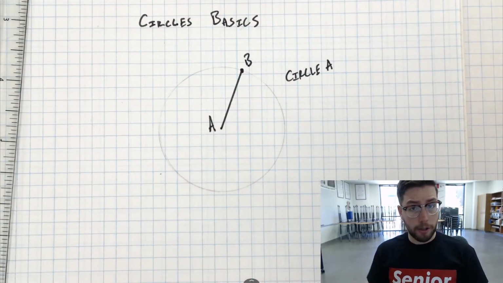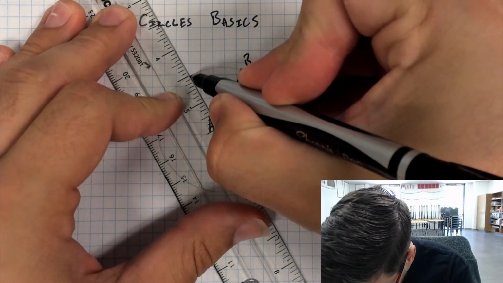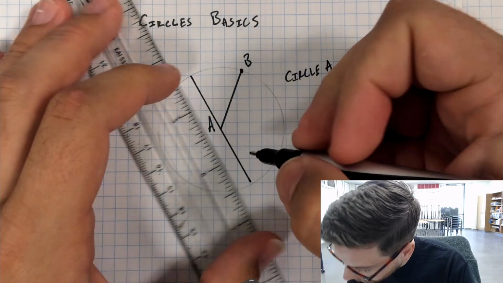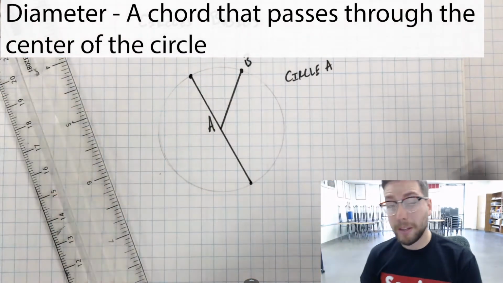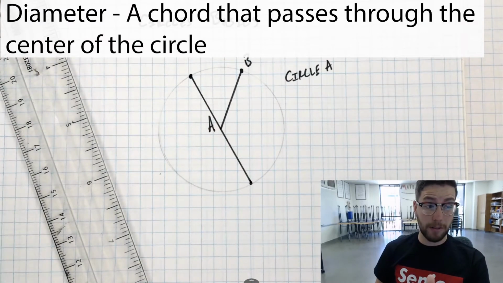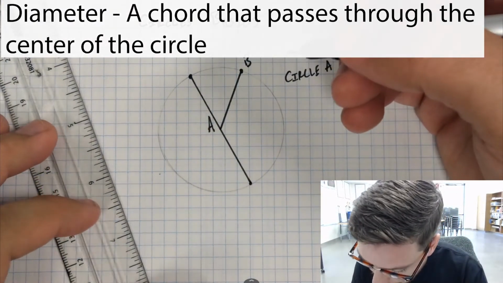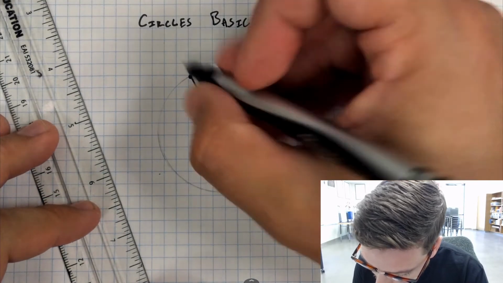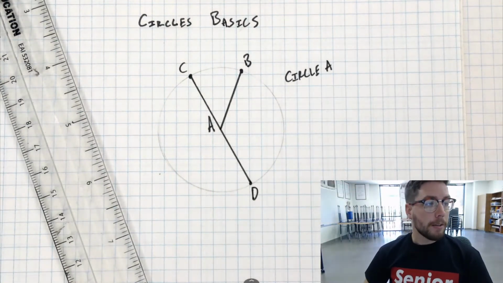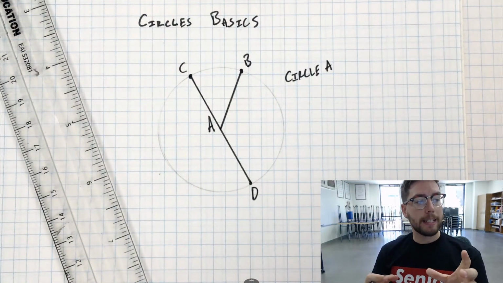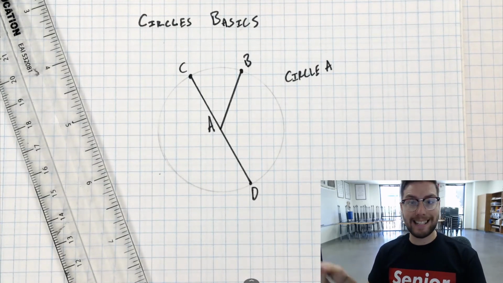Another vocabulary word that you probably already know is the diameter. So the diameter is from one edge of the circle to the other edge of the circle. But the important part is that it has to cross through the middle. So it's double the radius is probably what you know. So let's go ahead and call this one CD. So now we have radius AB and we have diameter CD.